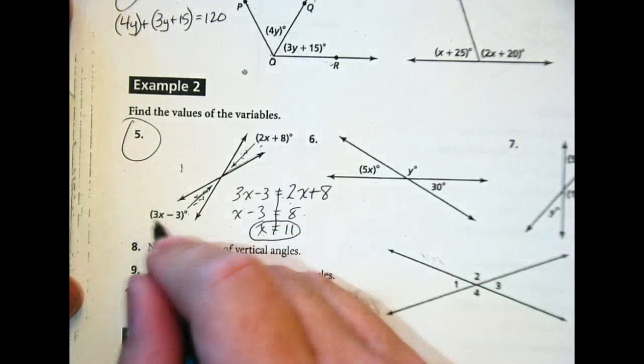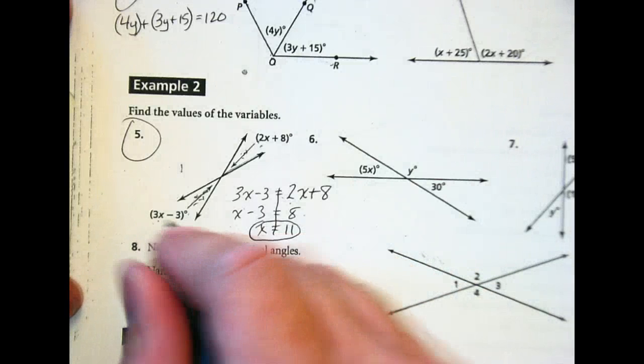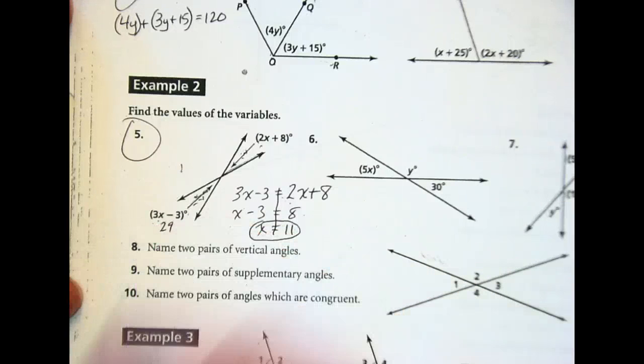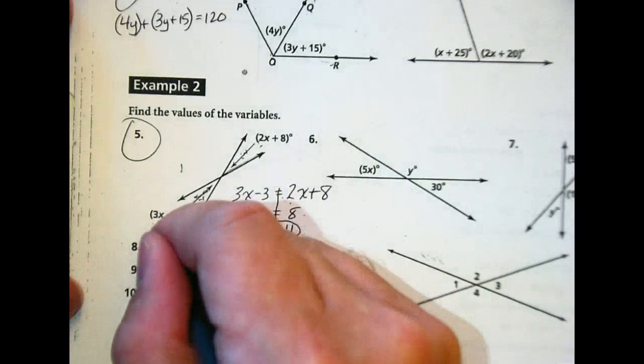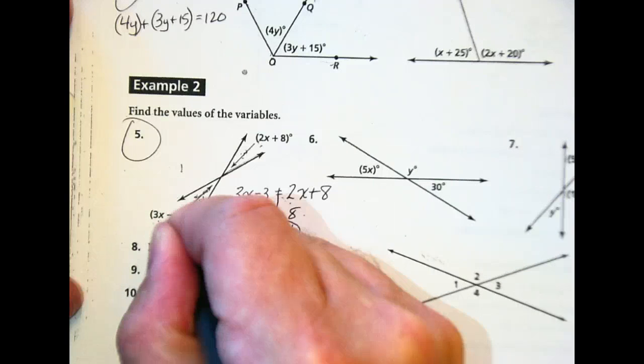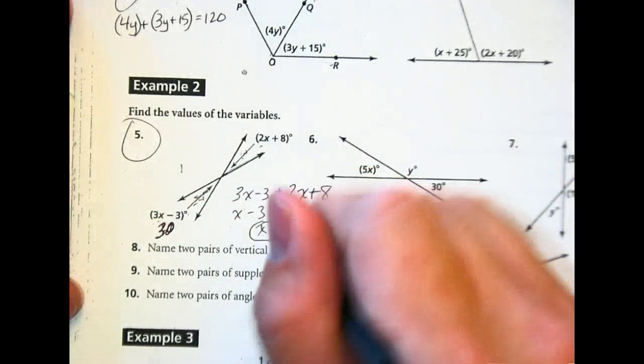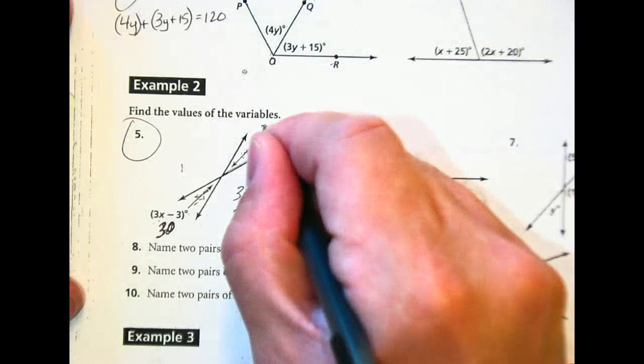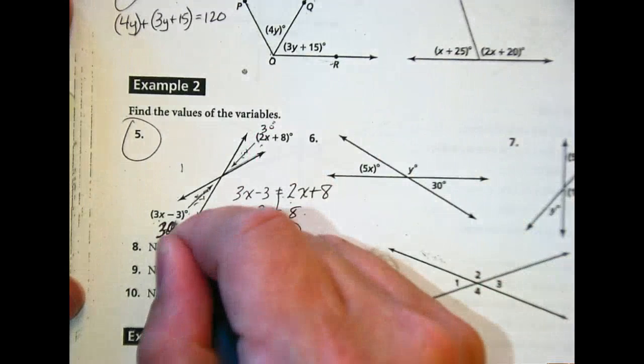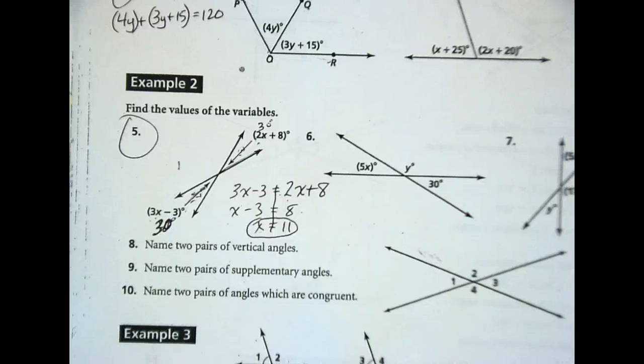And then testing it out, if I put 11 in here, that gives me 33 minus 3, or 29. Nope, 30, excuse me. And then 11 there, that's 22 plus 8, which is also 30. So it checked out, it works out. Any questions?